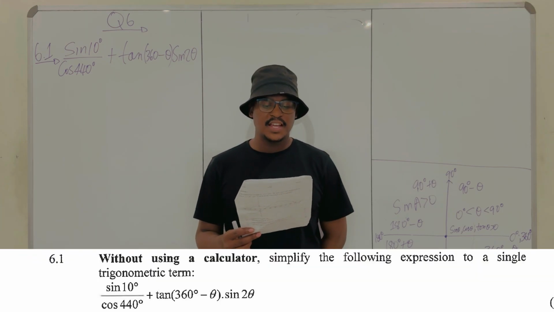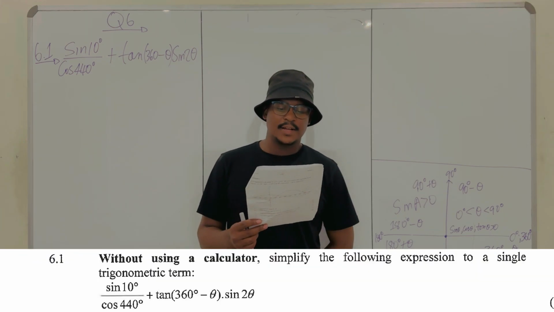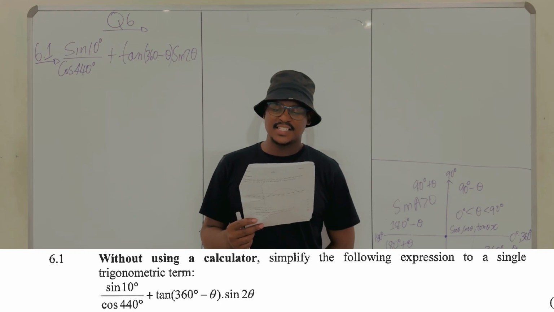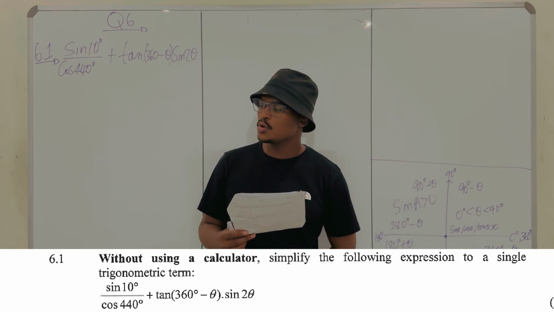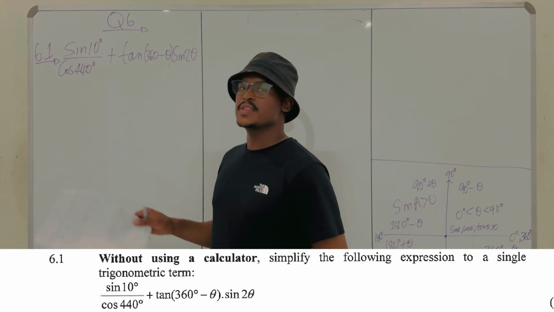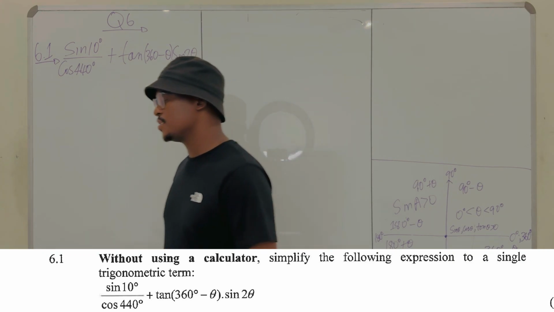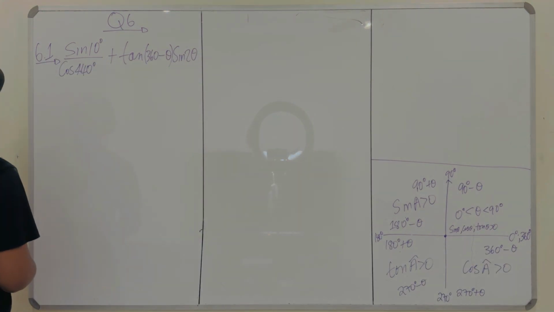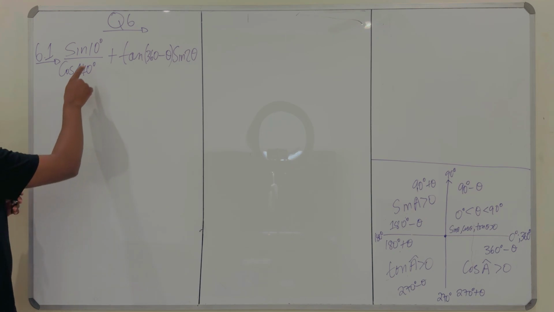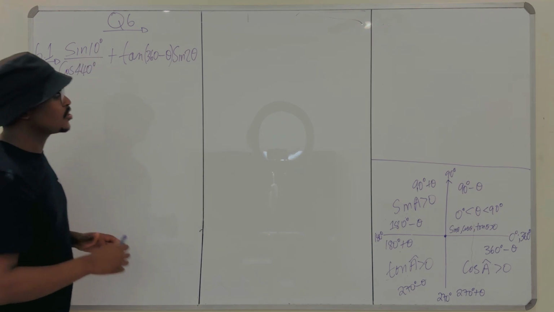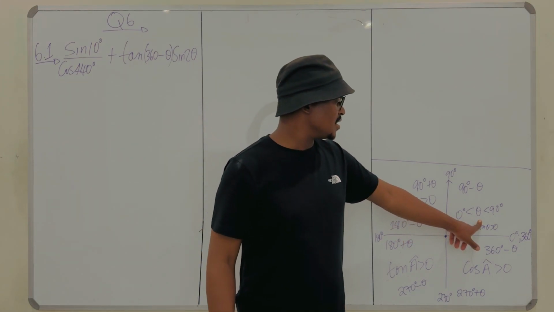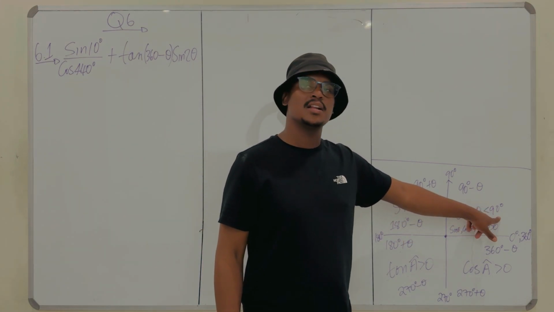So let's go. 6.1, they are saying, without using a calculator, simplify the following expression to a single trigonometric term. So they want us to simplify this without the use of a calculator, right? No problem. So how do we go about this? So if you see numbers like these, you want to write these numbers as acute angles. What are acute angles? Acute angles are these ones. These are angles that are more than 0 but less than 90 degrees.